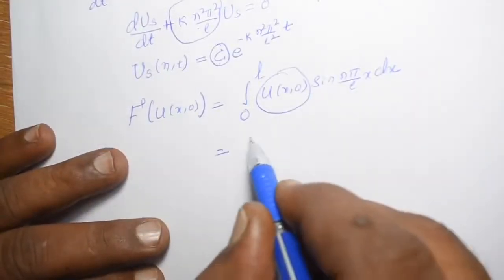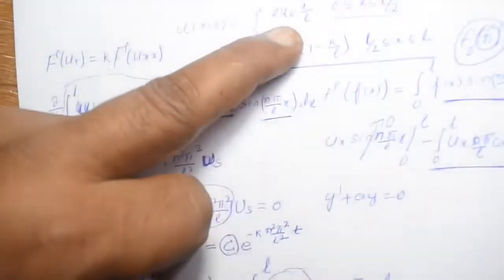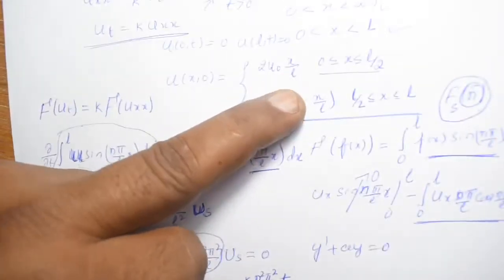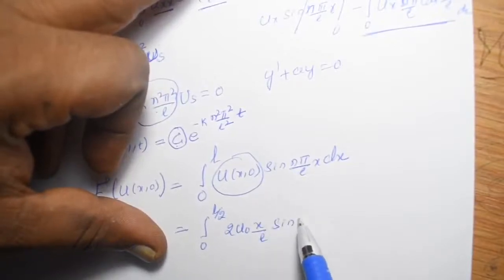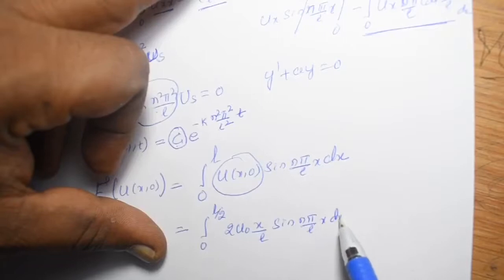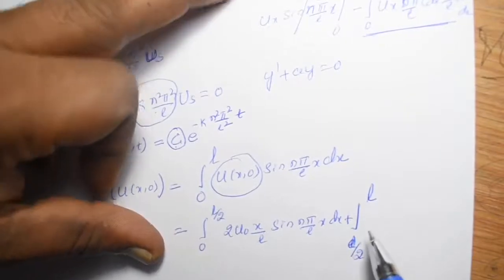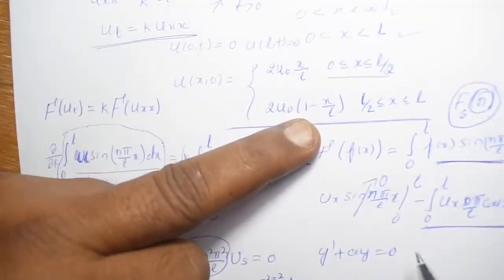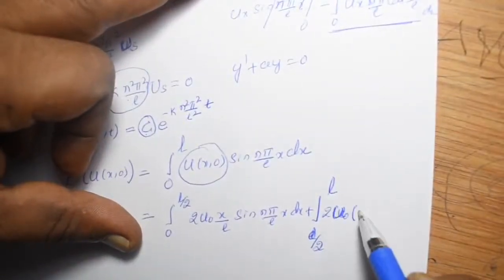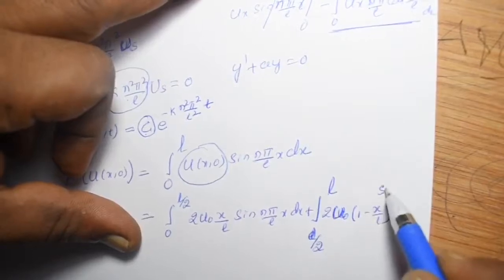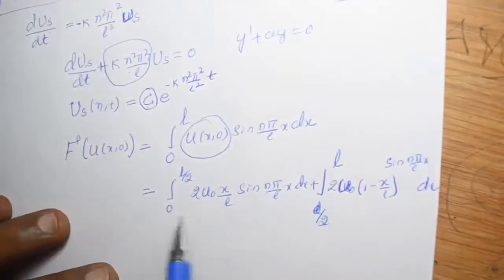Then that will become integration from 0 to L/2, where u is given by 2u₀x/L, so 2u₀x/L into sin(nπ/L · x) dx, plus integration from L/2 to L. In that interval the function is given by 2u₀(1 − x/L), where u₀ is constant, into sin(nπ/L · x) dx. Now you have to integrate these two.